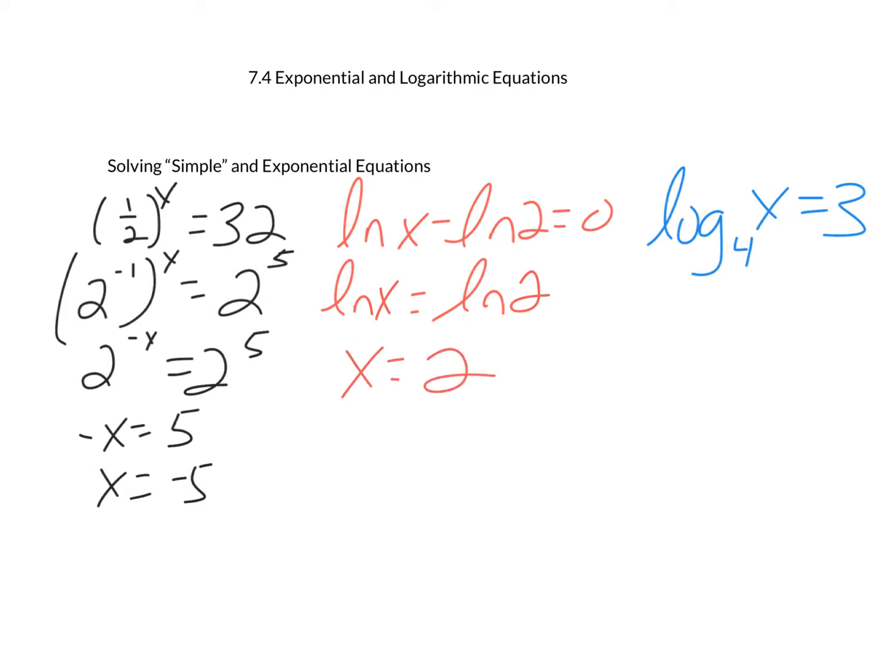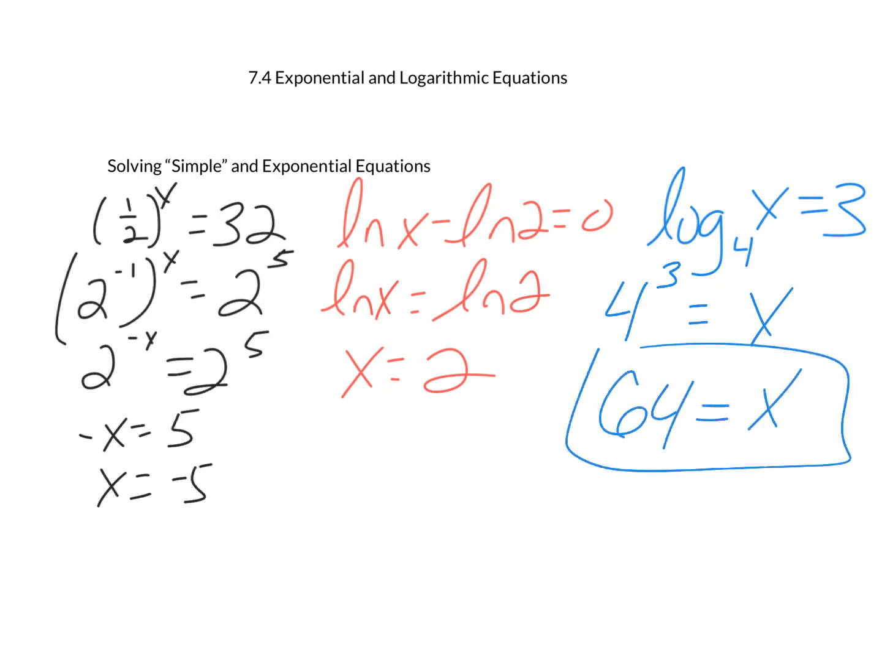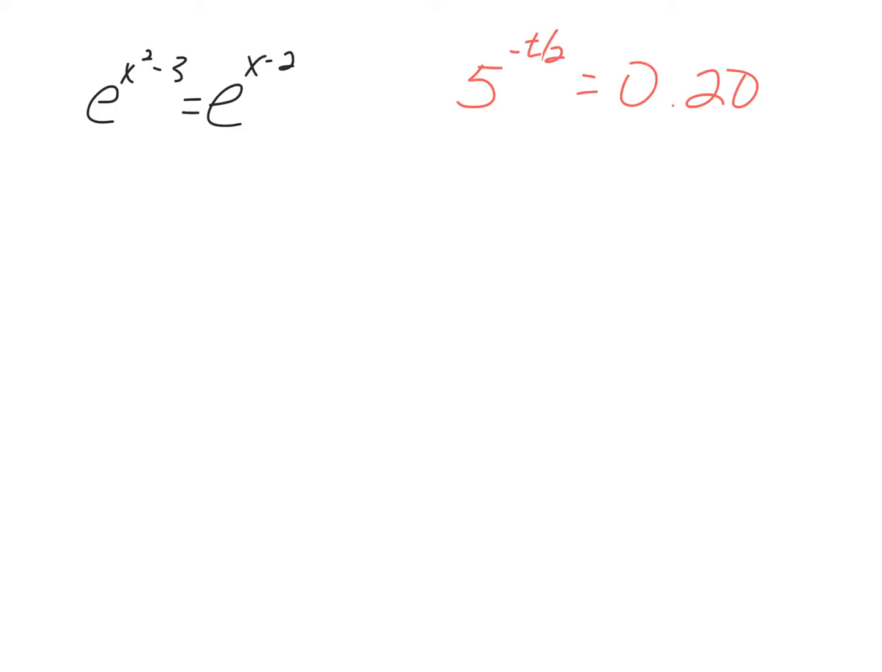Finally, last one. We got log base 4 of x equals 3. So change it to exponential form. 4 to the power of 3 equals x. 4 to the power of 3 is equal to 64. That's how you solve basic problems like this.